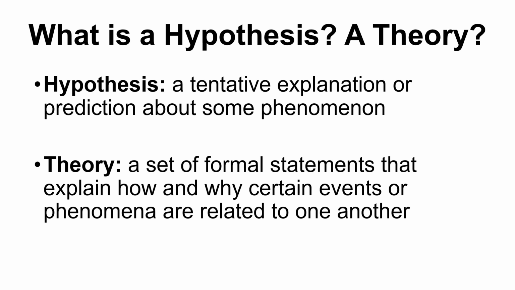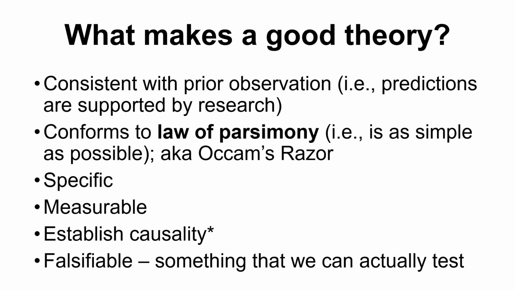Our theory might help inform what we predict will happen. It can inform our hypotheses, but the theory is going to be broader and bigger, and then each experiment will test individual hypotheses that might be true if our overarching theory, if our overall idea of how things work together, is correct. So what makes a good theory?